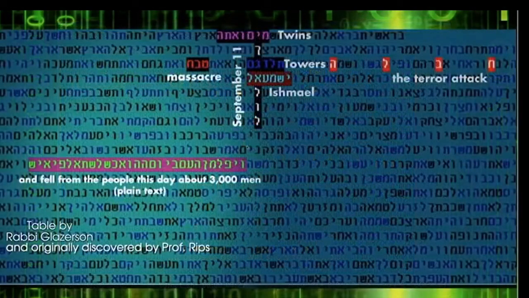To show how the plain text works with actual text, this is one of my favorite tables. This is about the Twin Towers. It says at the top of the page, Twin Towers Massacre, September 11th, the terror attack. And then right beneath all of that cluster of codes, highlighted, it says, "And fell from the people this day about 3,000 men." And if I remember right, it was like 2,997 people died that day, and that's what the scripture said 3,300 years ago. So that's an incredible table.